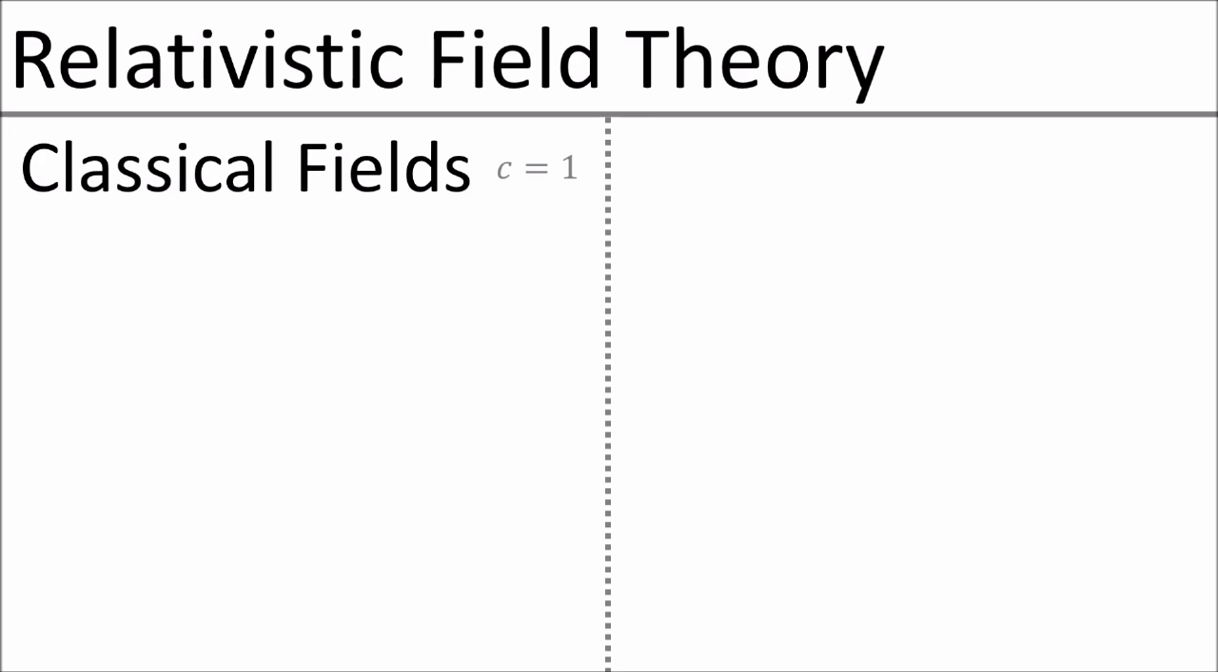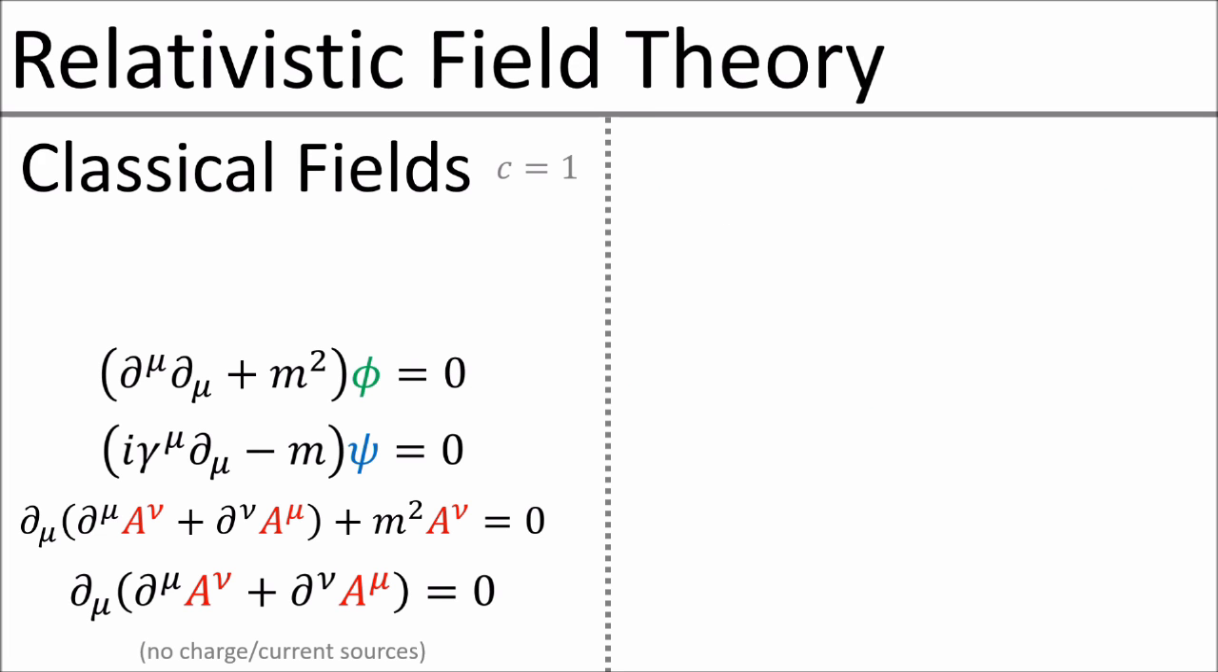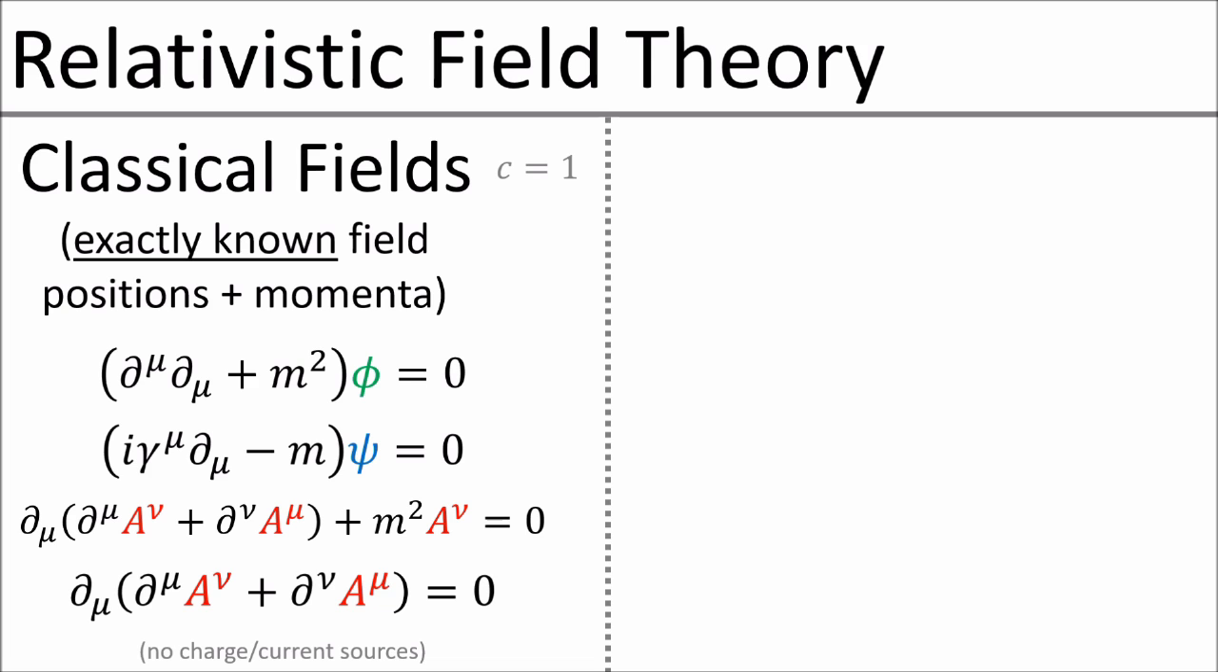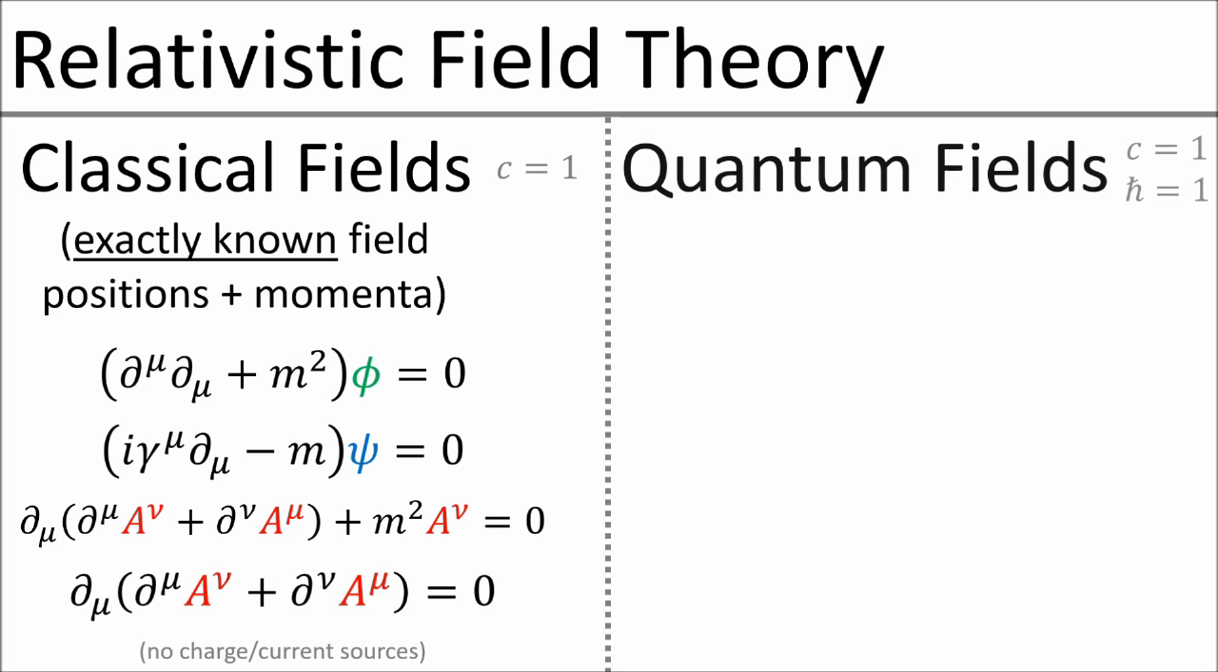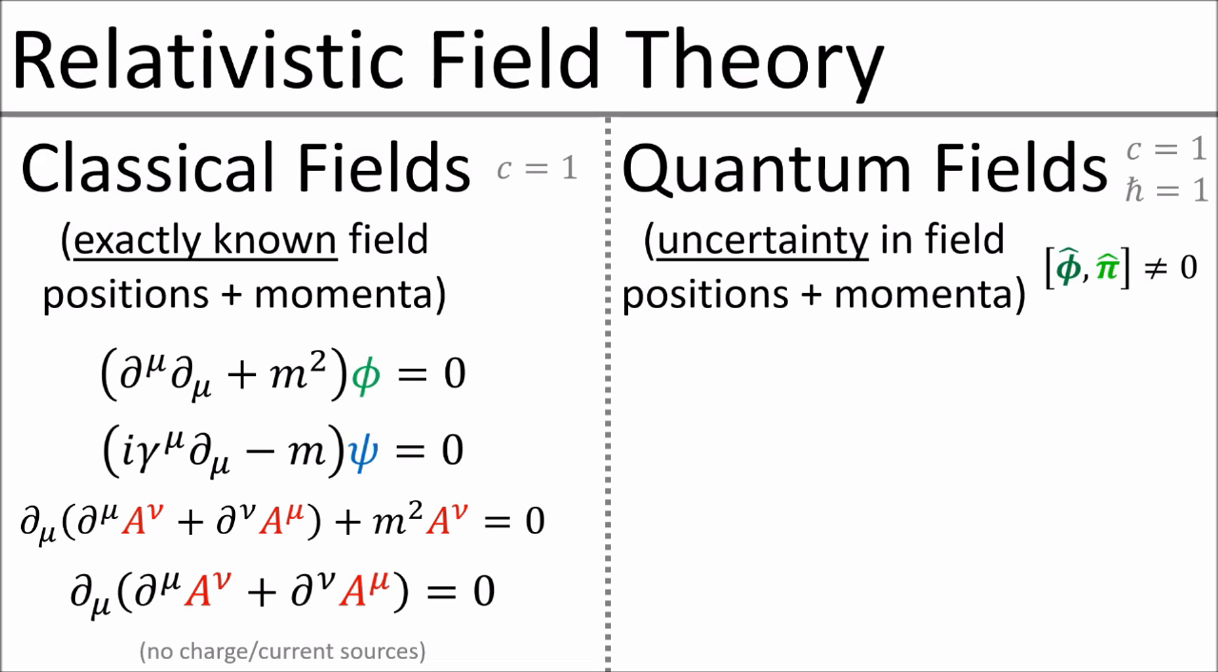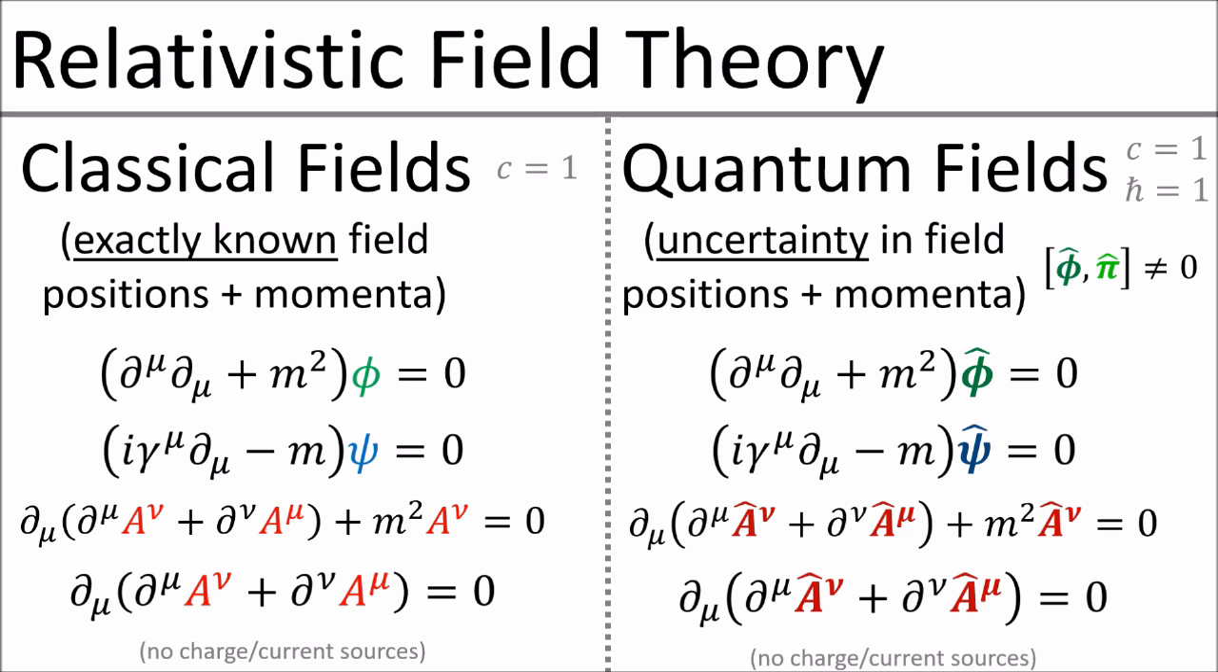The key idea with these classical fields is that we can know the exact position and momentum of every part of the field at all times. This is unlike quantum field theory, where the uncertainty principle places limits on what we can know about the field positions and momenta at the same time. Each of these classical fields has a quantum equivalent, where the field variables become quantum operators, and we'll talk about this later.